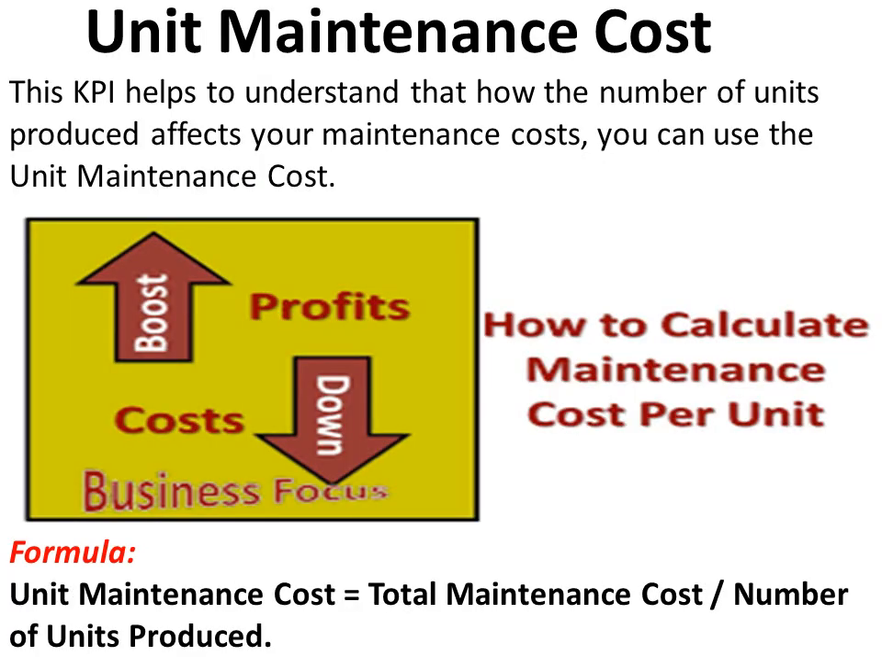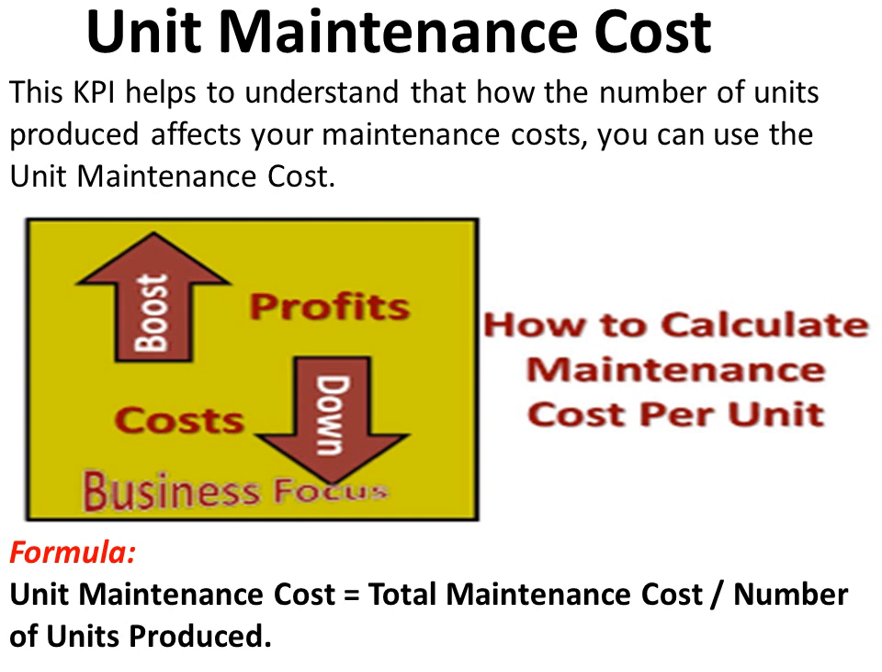The next KPI is the unit maintenance cost. This KPI helps us to understand how the number of units produced affects your maintenance cost. You can use unit maintenance cost, which can be applied to an individual machine, as well as to several machines producing the same unit.